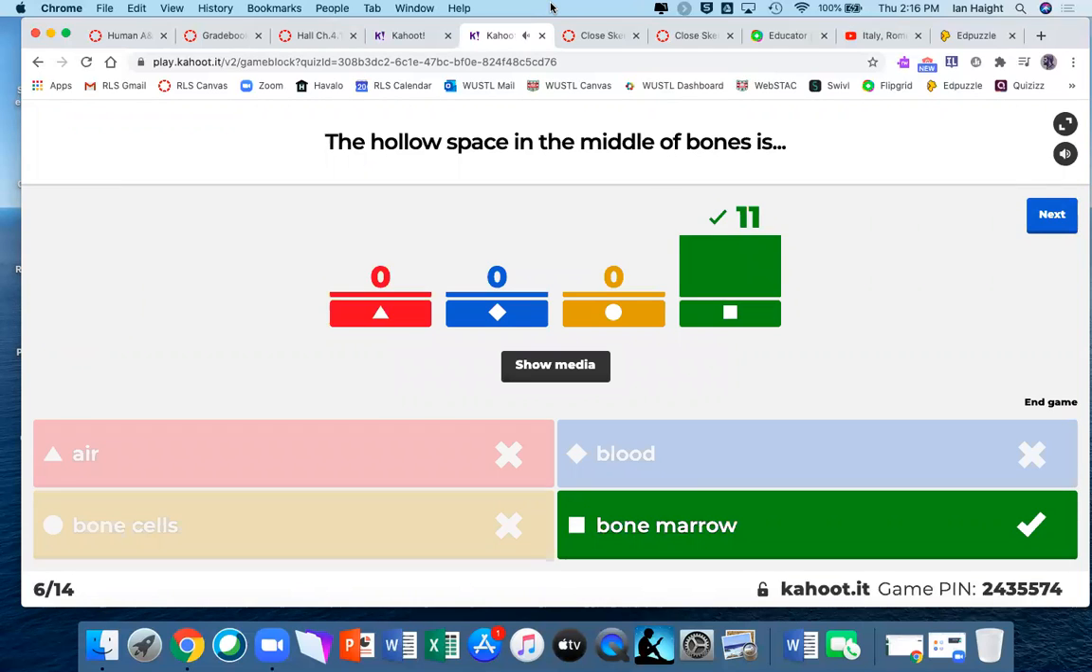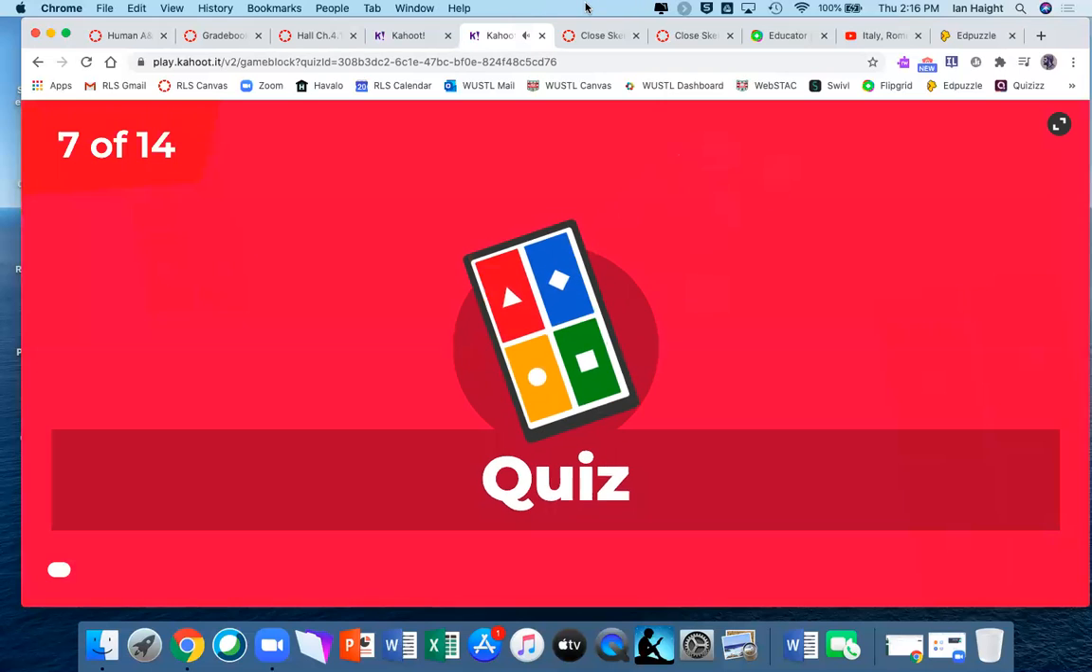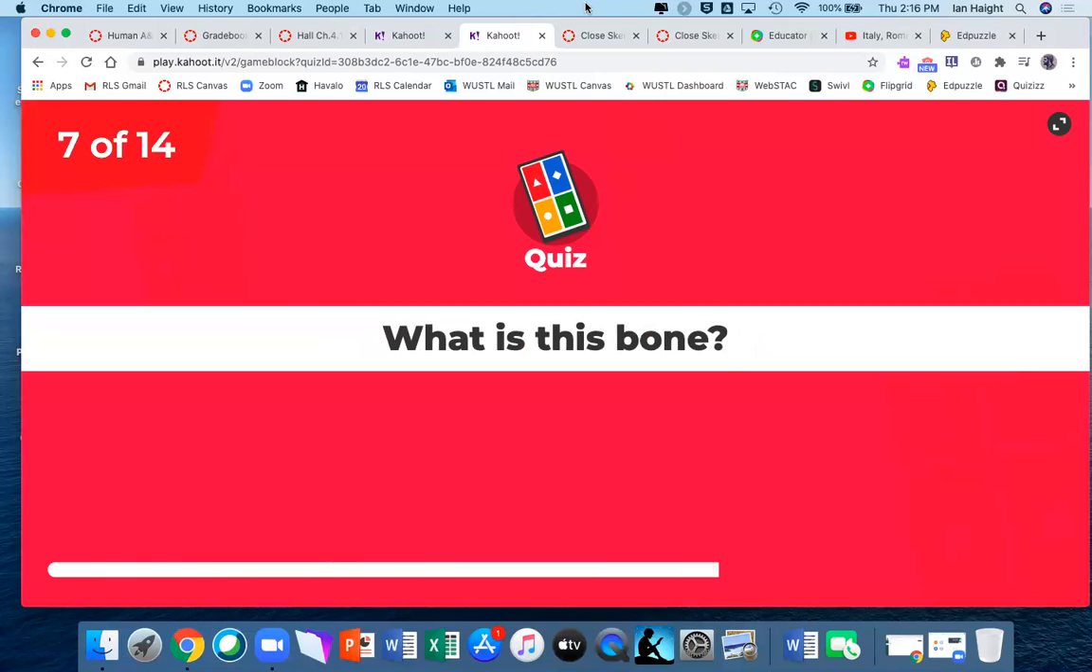Wow, nice. Everyone got that it was bone marrow. Honestly, if anyone had selected bone cells, I probably would have given credit for that if this had been a test question or something, but awesome. Oh, Bailey pulling ahead now. All right, halfway through. What is this bone?